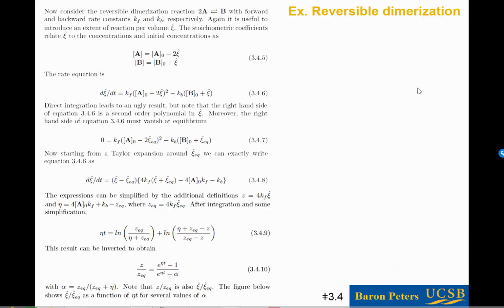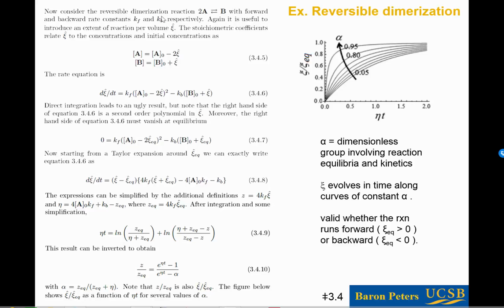So let's talk about a rate law for a process where we have a reversible dimerization, right? So two molecules of A are going to dimerize to form one molecule of B. We're going to assume that this process has a forward rate constant Kf and a backward rate constant Kb, and that this looks like an elementary reaction.